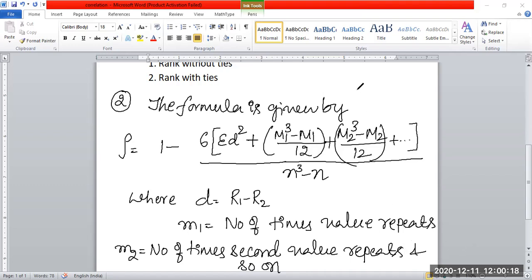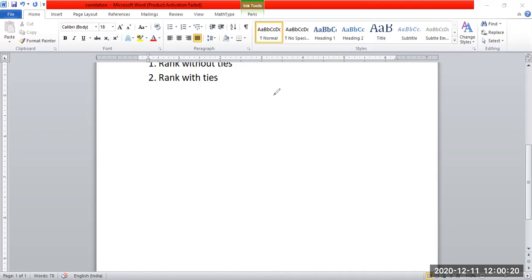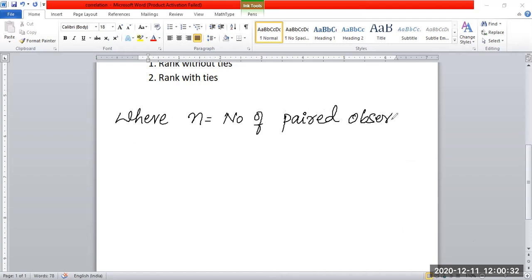Okay, after this, where small n is equal to the number of paired observations. Okay, number of paired observations.